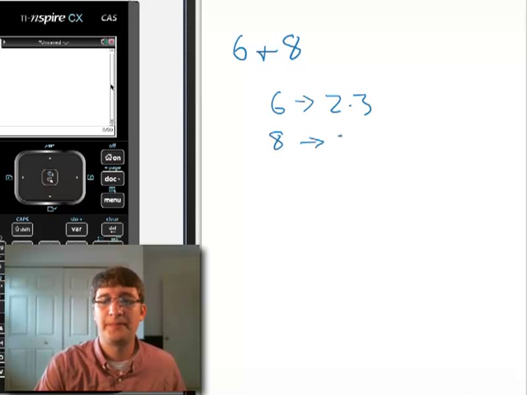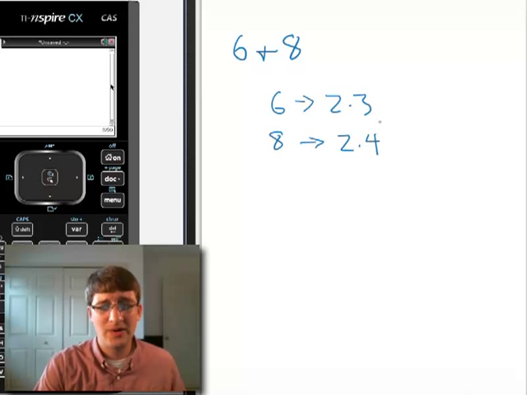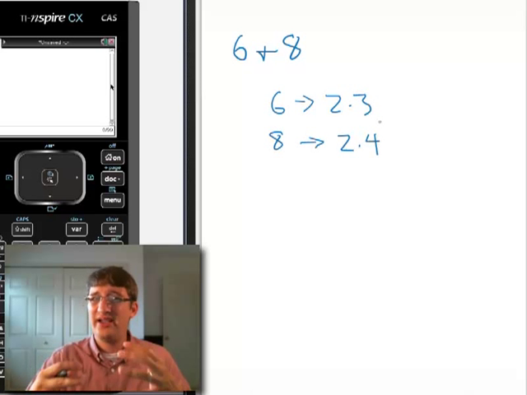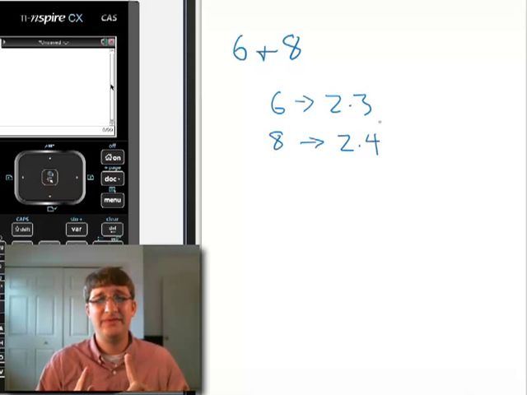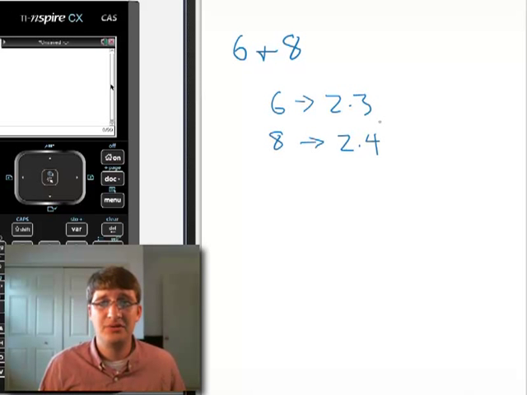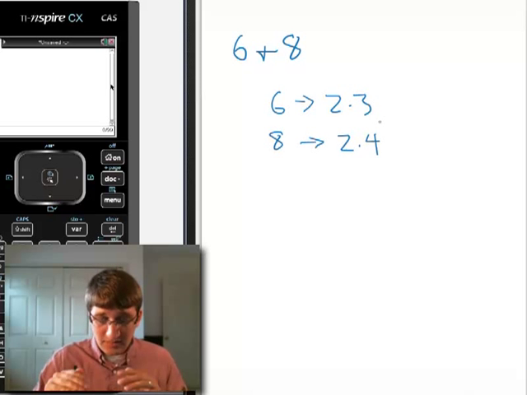Well, that's 2 times 4. The problem with 2 times 4 is that 4 itself is not a prime factor, meaning 4 is actually not a prime number, because it's divisible by 1, it's divisible by 4, but it's also divisible by 2. You can divide it by 2. Therefore, that's not a prime factor. So you're actually going to have to break this down.